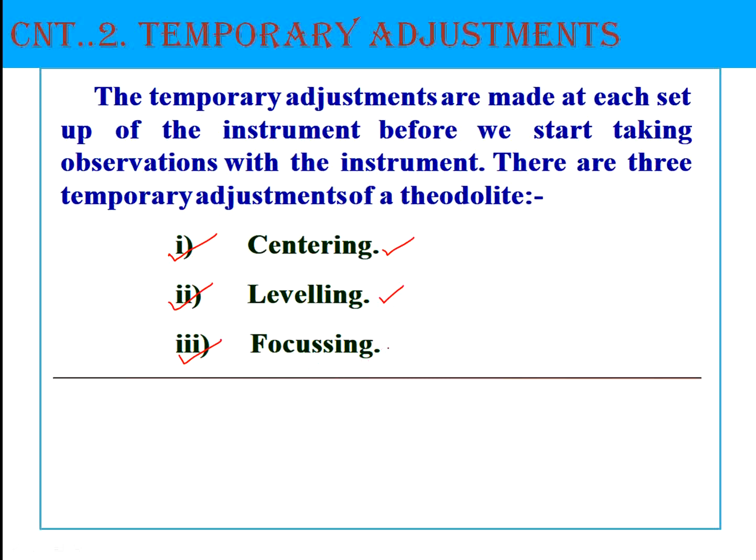Now, the last step is focusing. What is focusing? Focusing is done in order to eliminate the parallax error. Parallax error will occur when the image is not in the plane of the crosshairs. If that is not established, then a parallax error will be there. So focusing is done in order to eliminate the parallax. For that you will be focusing both the eyepiece as well as the objective. The detailed procedure we have already discussed in the case of dumpy level.